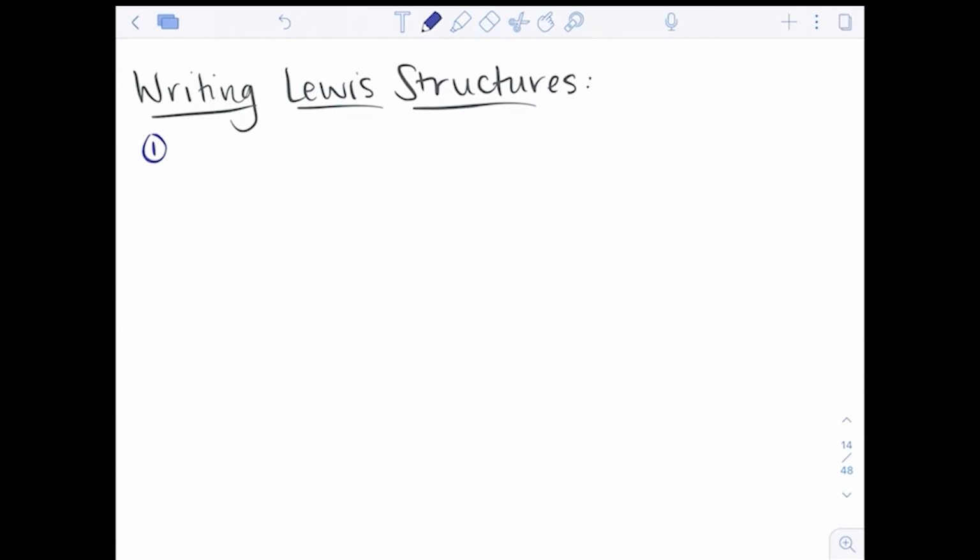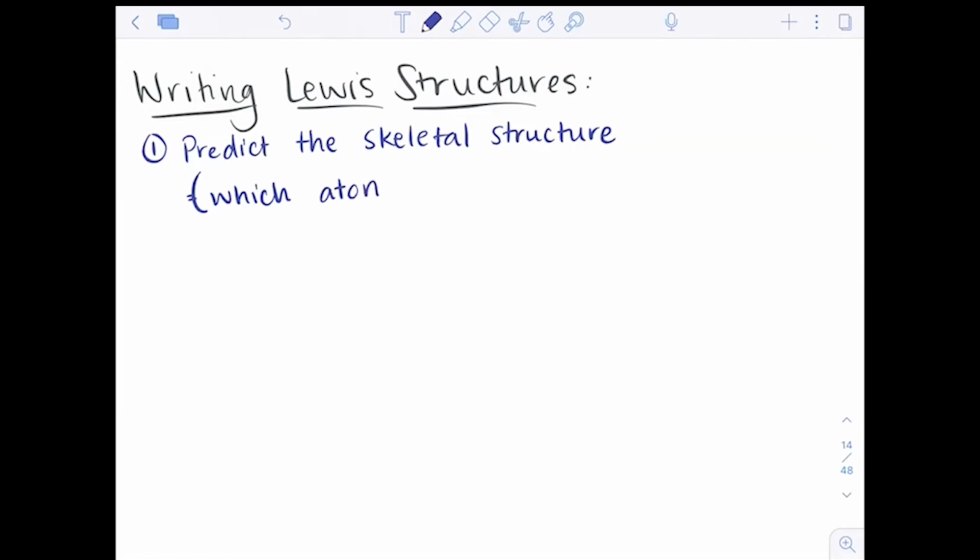The first thing that we want to do is predict the skeletal structure from the molecule formula. So you will always be given the molecular formula, and you want to predict what is happening. The best question to ask yourself is, which atom goes in the middle? Which atom is the central atom?